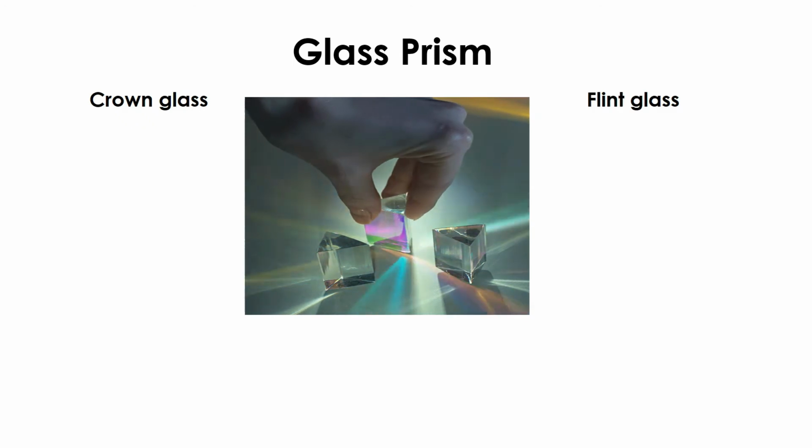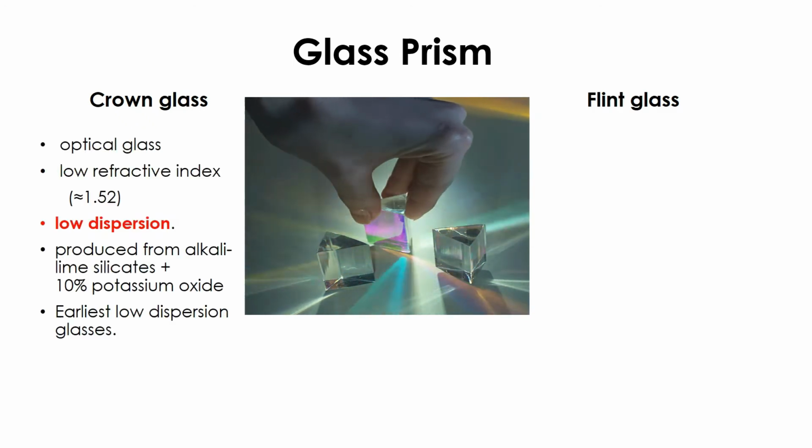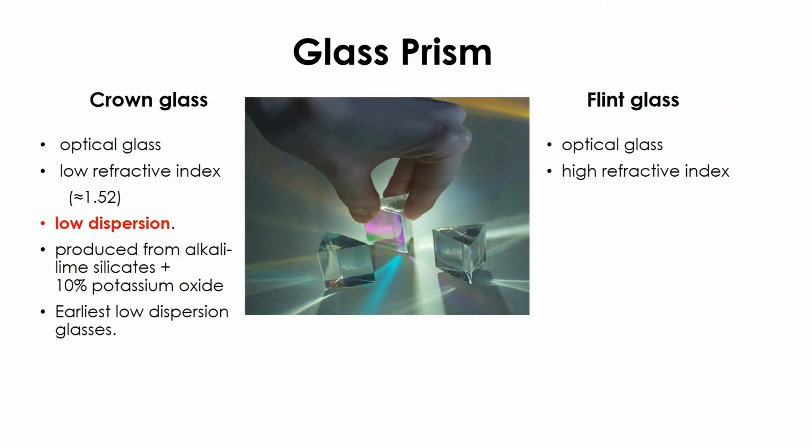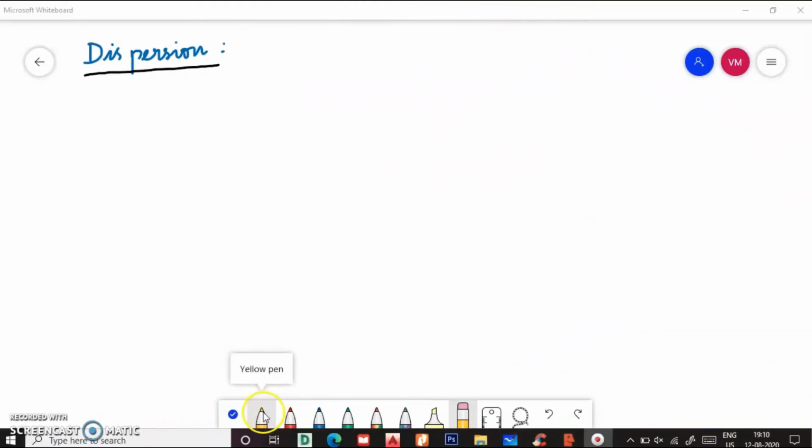Here you can see the difference between the crown glass prism and the flint glass prism. Low dispersion and a low refractive index value of 1.52 is given by crown glass, and flint glass has high dispersion and a high refractive index of 1.6. Now let us see in detail the definition of dispersion.